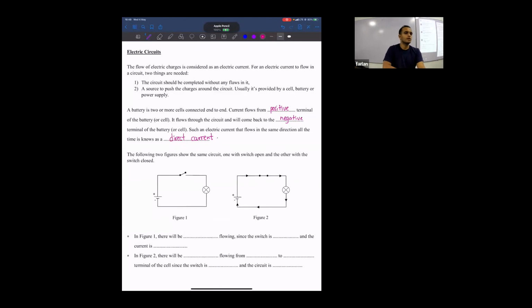Listen. So guys, if there is a current flowing in the same direction, and it is continuously flowing in the same direction with the same value, you call it as a what current? Direct current. Understood? If the battery charge goes down, then it will just run out.